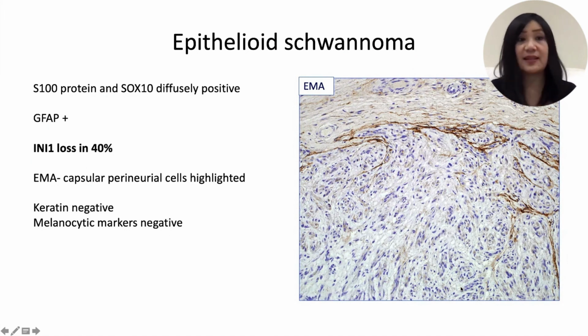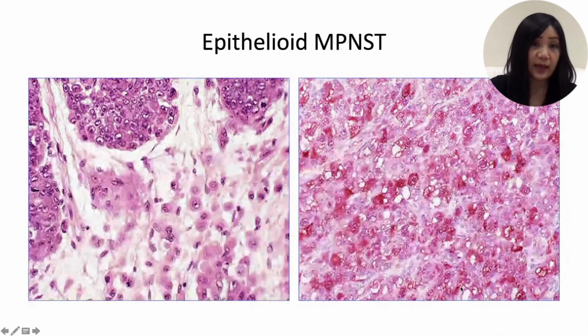EMA-positive perineurial cells subcapsularly. So these tumours are typically diffusely and strongly positive for S100 protein and SOX10, also for GFAP. INI1 loss is seen in about 40%. Keratin is negative, as are melanocytic markers.